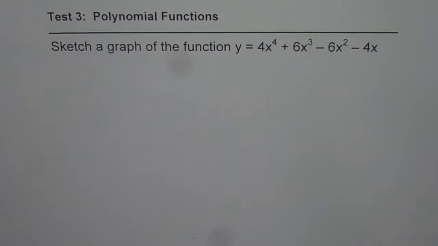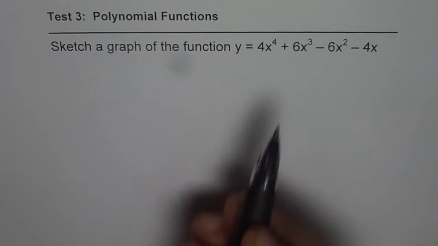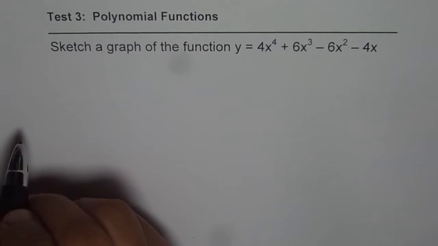The question here is, sketch a graph of the function y equals 4x to the power of 4 plus 6x cubed minus 6x squared minus 4x. Now to sketch this function, we should factor it. So let us factor the function and then try to sketch it.